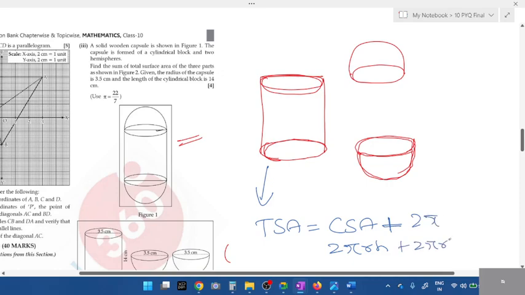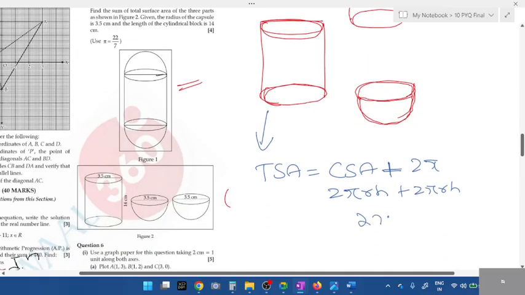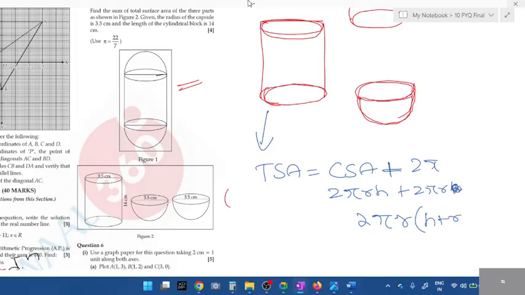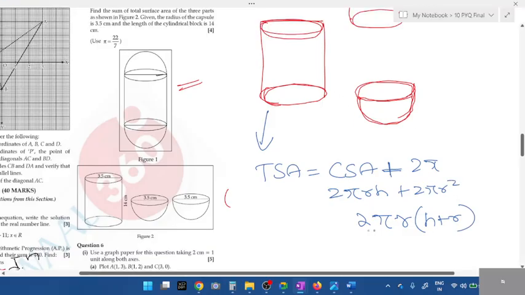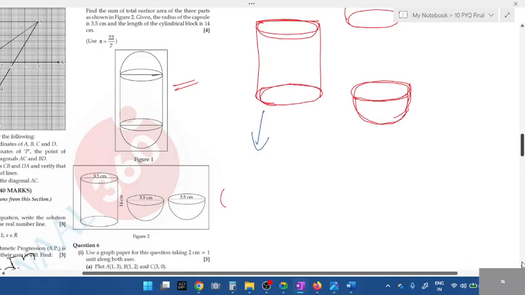2 pi r h. What is common? 2 pi r is common. In bracket you get h plus r. 2 pi r square, students. We have two circles, area is 2 pi r square. This is the total surface area. 2 pi r into h plus r for cylinder. I'll just write the direct answer. Total surface area is equals to 2 pi r into h plus r.